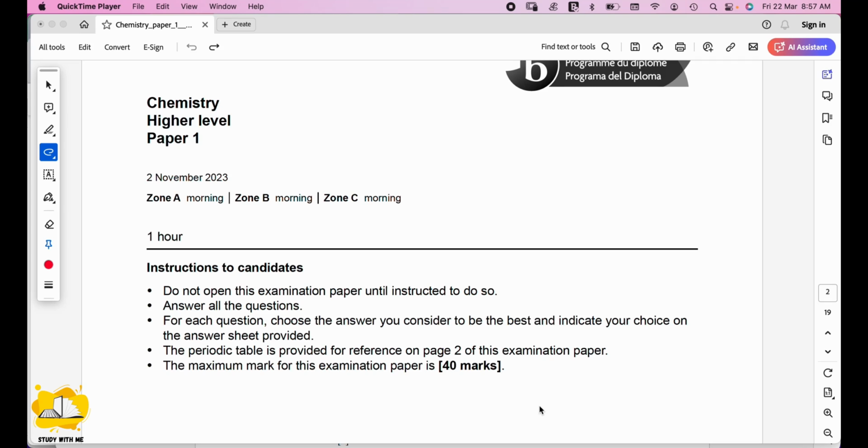Today I have an opportunity to explain the Chemistry Higher Level Paper 1 from November last year, 2023. I found that students find this paper quite hard, but I'm going to explain it one by one.